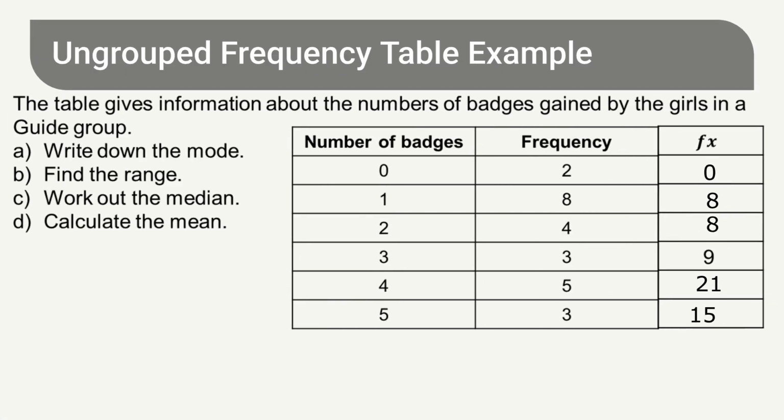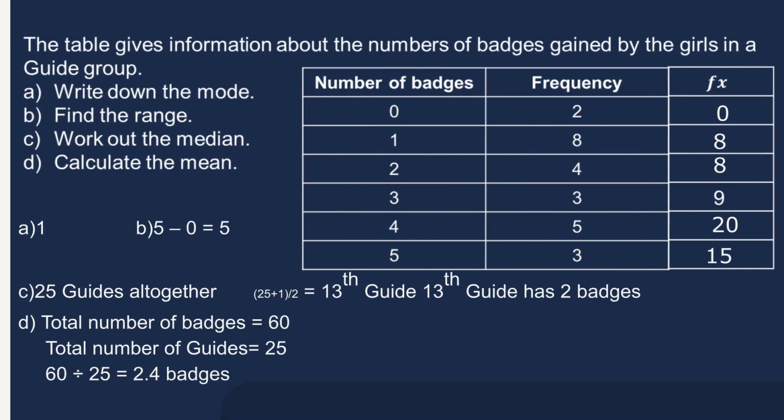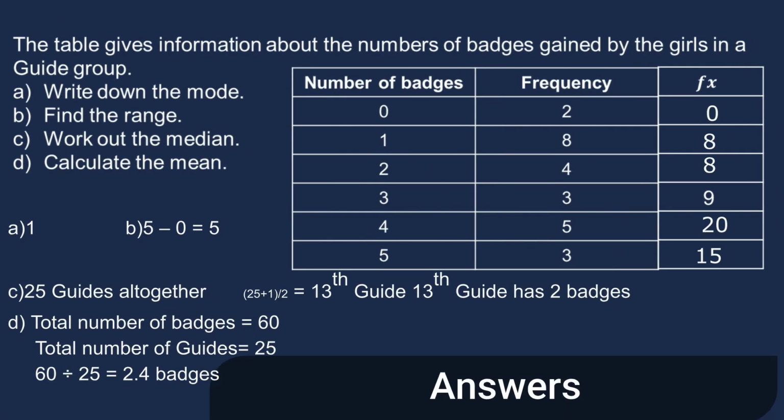In this example, we have to determine the mean, median, mode, and range of the ungrouped frequency table. The mode for this frequency chart is 1 because it has the highest frequency of 8. The range is 5 because the highest number of badges, 5, minus the smallest number of badges, 0, equals 5. The median is the 13th number in this set, which is 2.